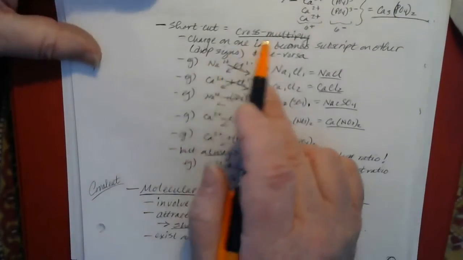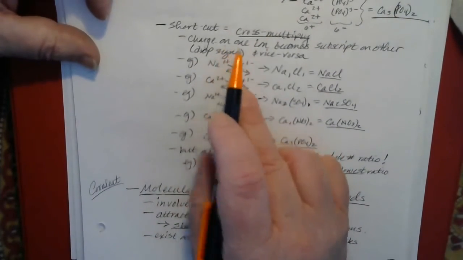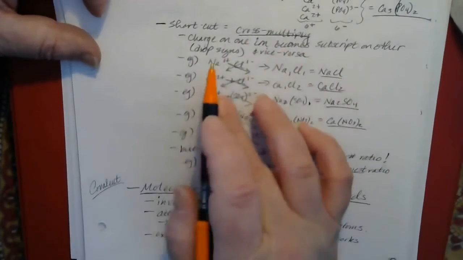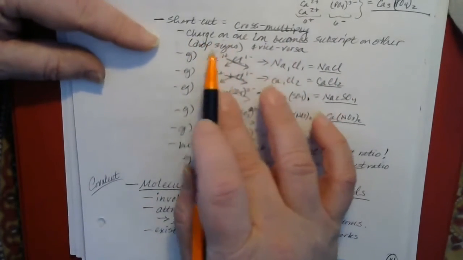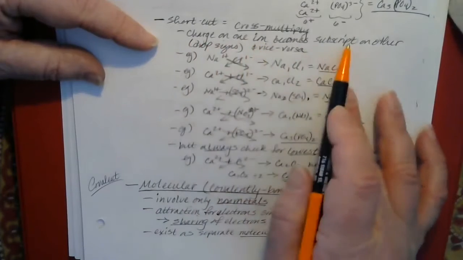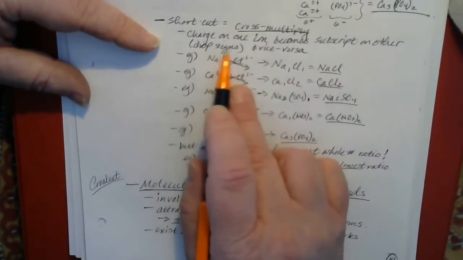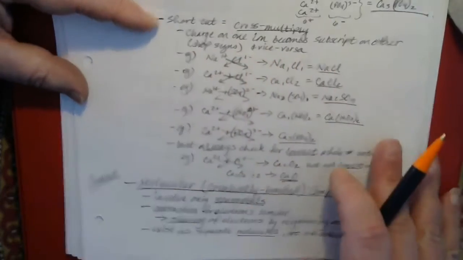A useful shortcut on coming up with the formula for ionic compounds is cross-multiplying. The idea in cross-multiplying is that the charge on one ion becomes the subscript on the other ion. And you just make sure you drop the signs, and vice versa.